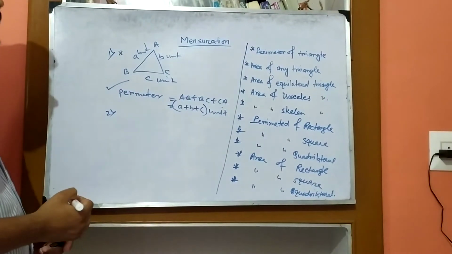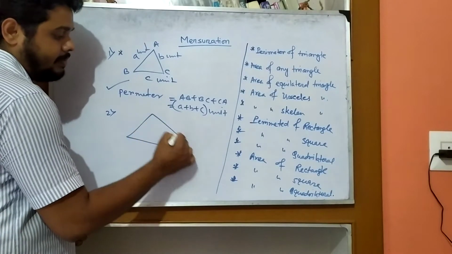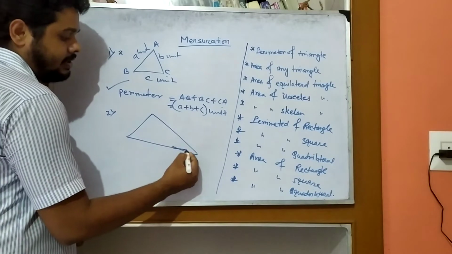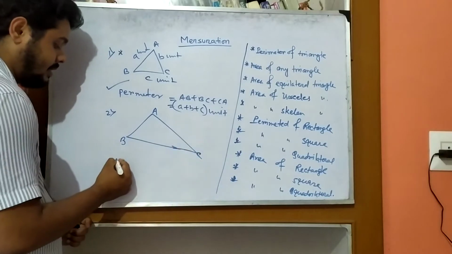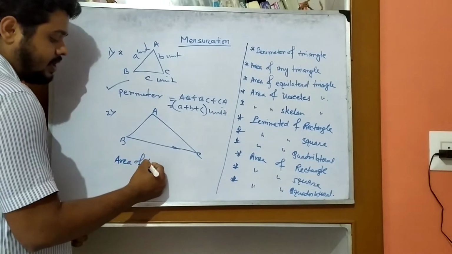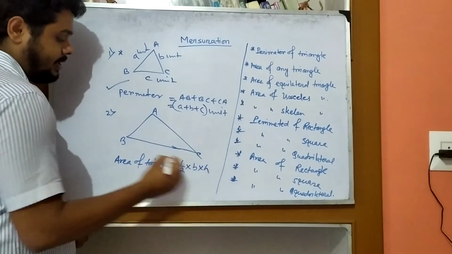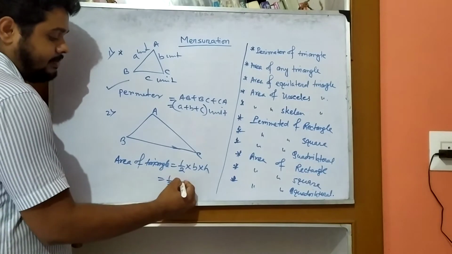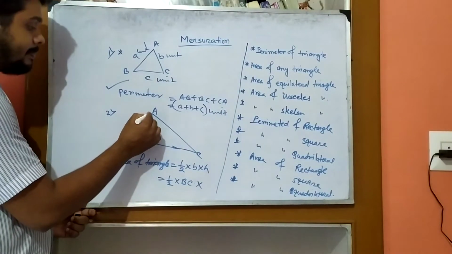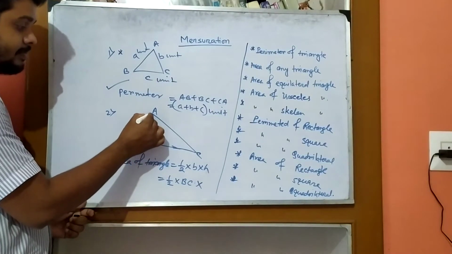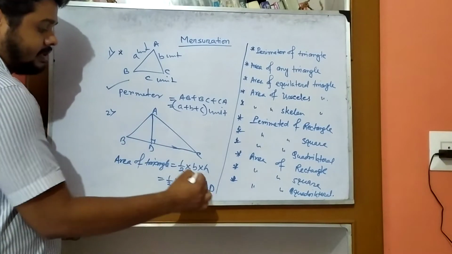Now the second one, area of any triangle. Now what is the area of any triangle? It may be isosceles, it may be equilateral, it may be scalene. Area of any triangle: the formula is half into base into height. Now base means BC here and height is not given, so we have to draw a perpendicular to the side BC from the opposite vertex A, and suppose that is D, then height is AD.